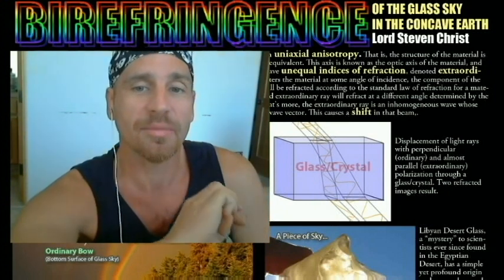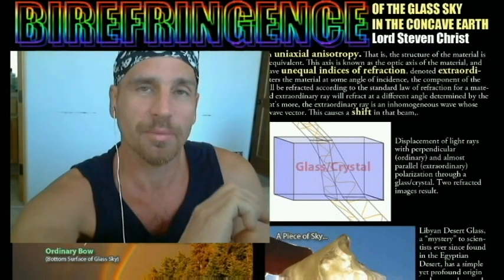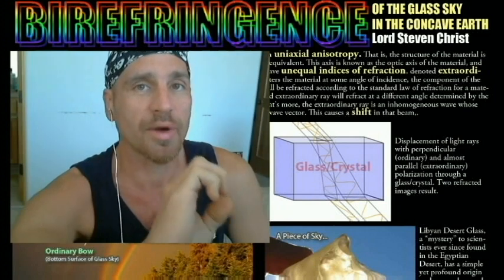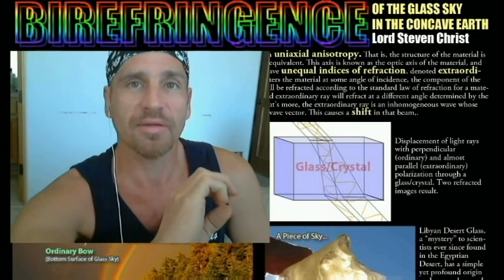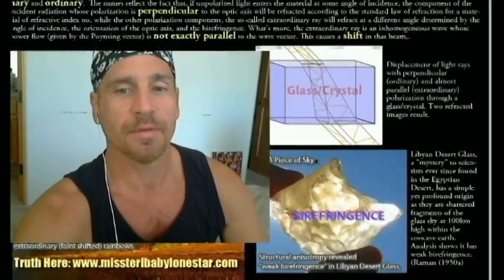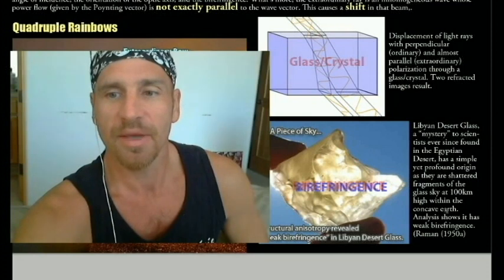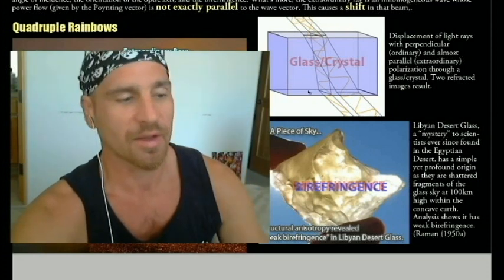The glass sky has been found to have birefringence in it by taking samples of the Libyan desert glass, which are remnants of a shattered glass sky that happened long ago in Egypt, the Libyan desert in Egypt. A guy called Rahman, back in 1950, found that it has weak birefringence.